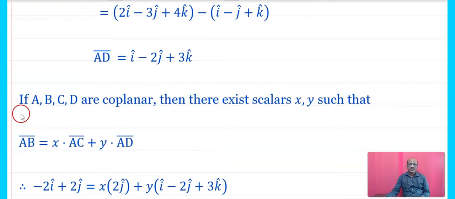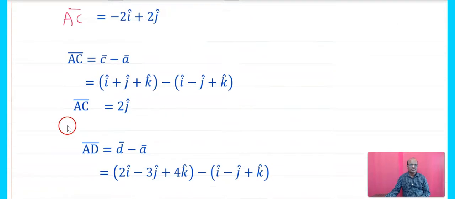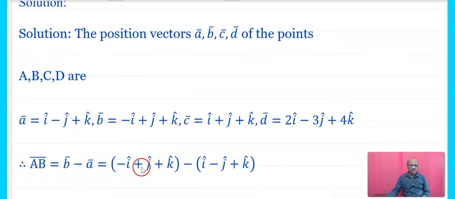And here, if A, B, C, D are coplanar, then there exist scalars x, y such that AB bar is equal to x times AC bar plus y times AD bar. Now what is AB bar? AB bar is equal to minus 2i cap plus 2j cap.